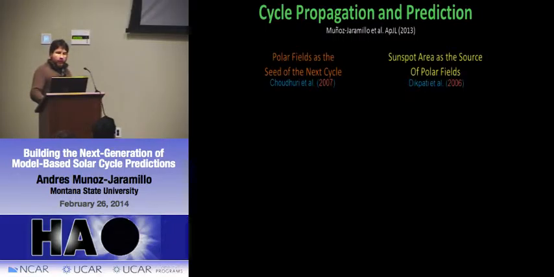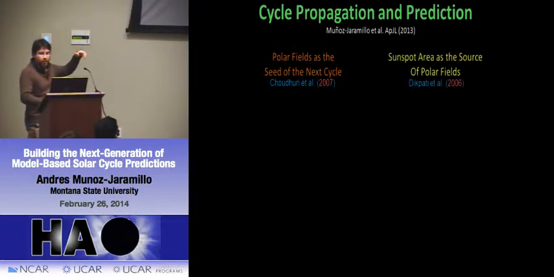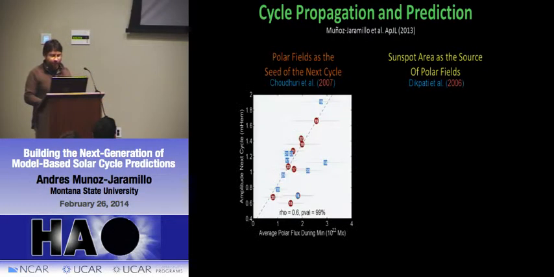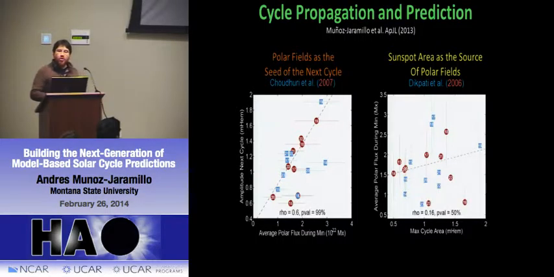And it's this. When you look at polar fields, on one hand, you have polar fields as the seed of the next cycle. On the other hand, you have a longer path: sunspot area as the source of polar fields, which are the source of your next cycle. This relationship I already showed you: amplitude of polar flux at minimum, amplitude of the next cycle. Nice, beautiful correlation. But when you look at the other part of the path, which is the amplitude of a cycle versus the polar flux at the end of that cycle, you find no correlation.